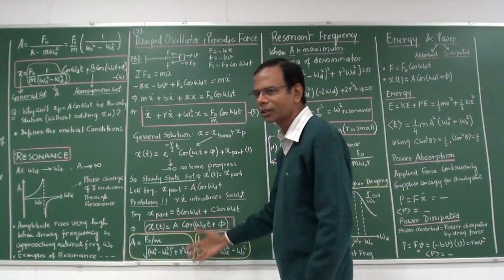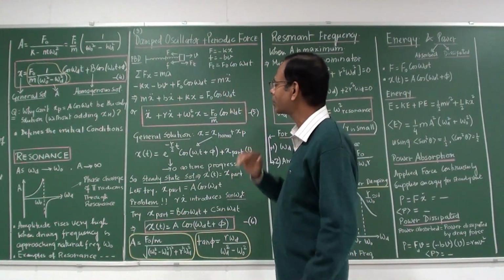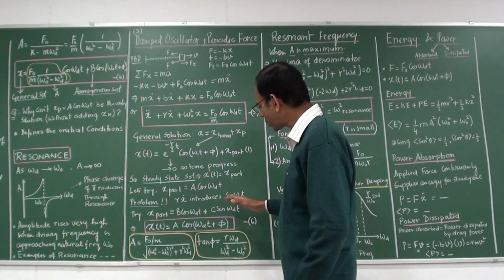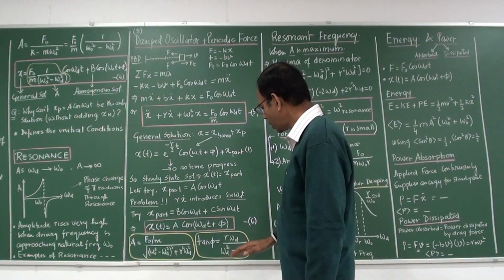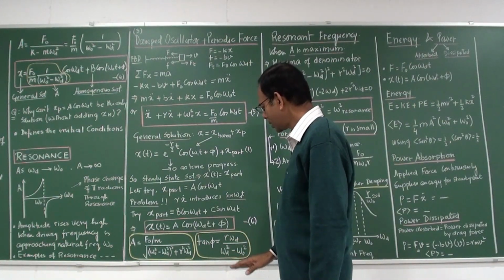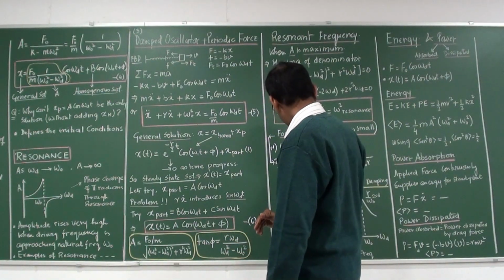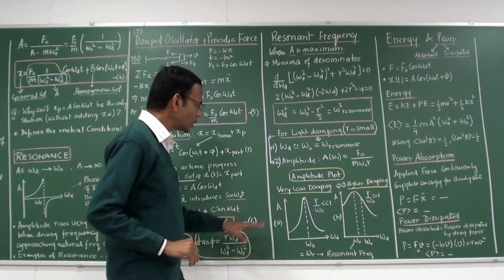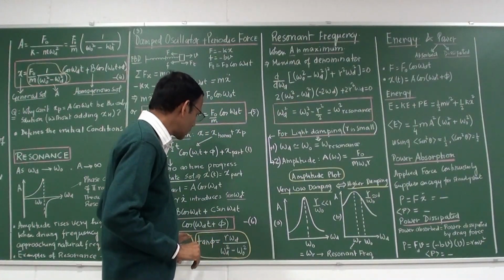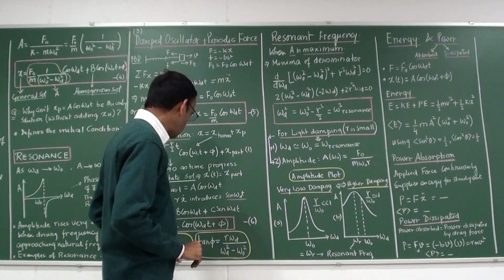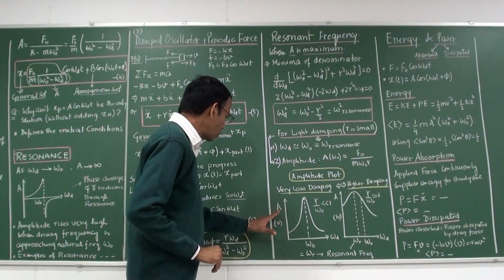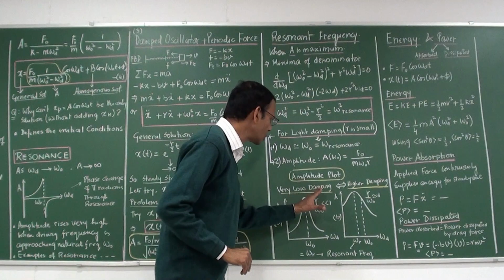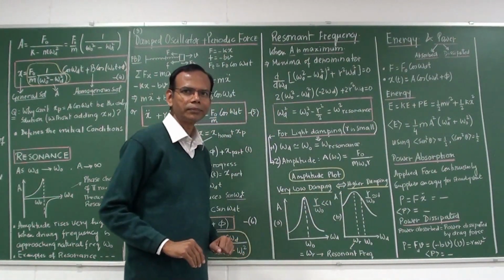Because we are doing the steady state solution, we are not doing the complete solution. So these are most of the important points that we must know. Now regarding the phase of this, we will see in the next slide. Here, if you see the diagram, the plot of amplitude versus omega when the damping is very low and when the damping is high.